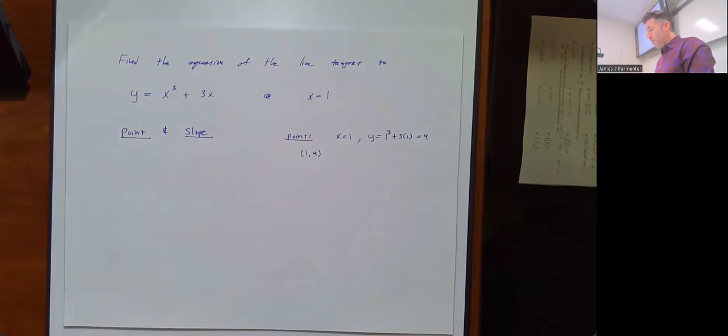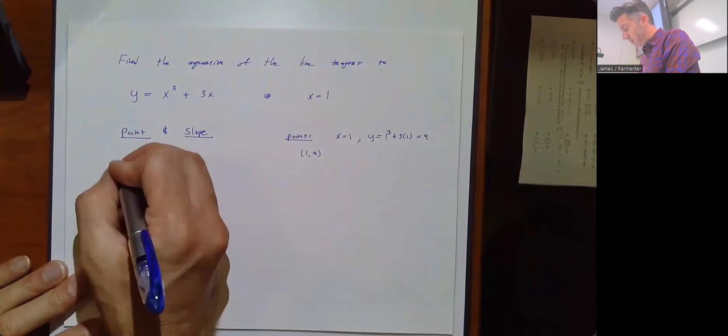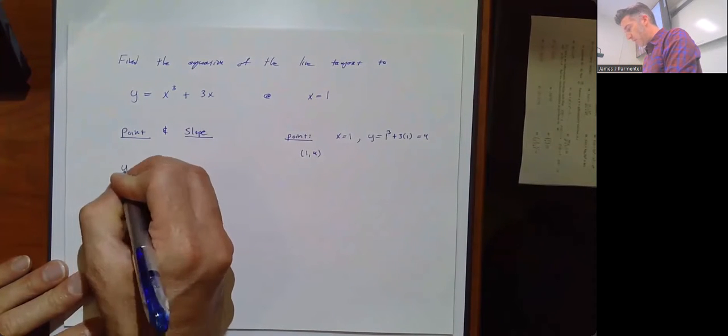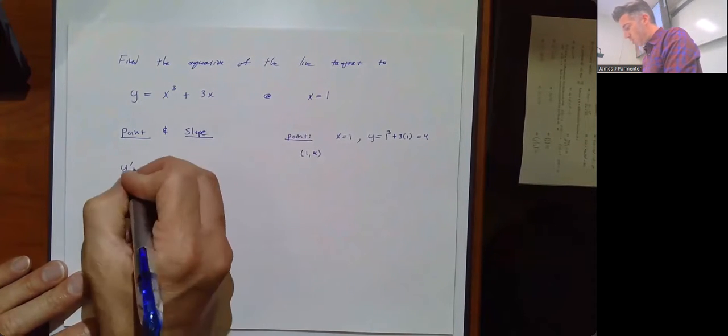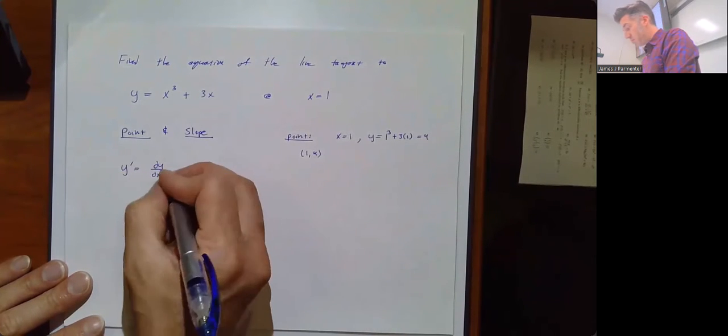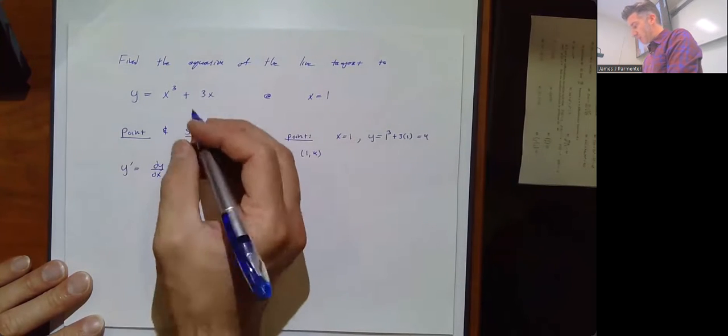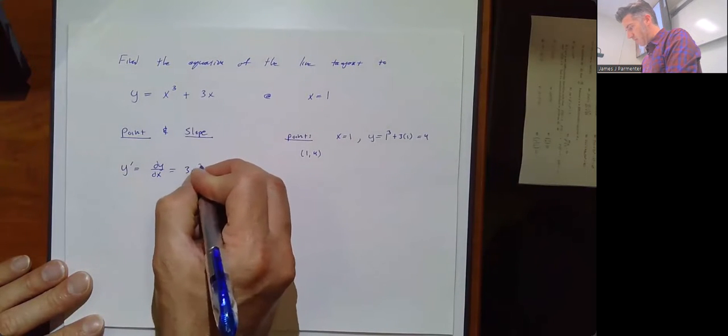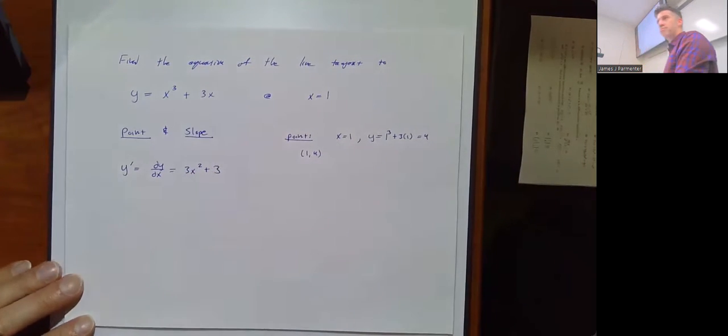To find the slope, well, that's where we use calculus, right? The slope of the tangent line is another way of interpreting the derivative. So we're going to take the derivative, and there's lots of ways to write it. You could write y prime. You could write dy/dx, same thing. And that's going to be 3x squared plus 3.